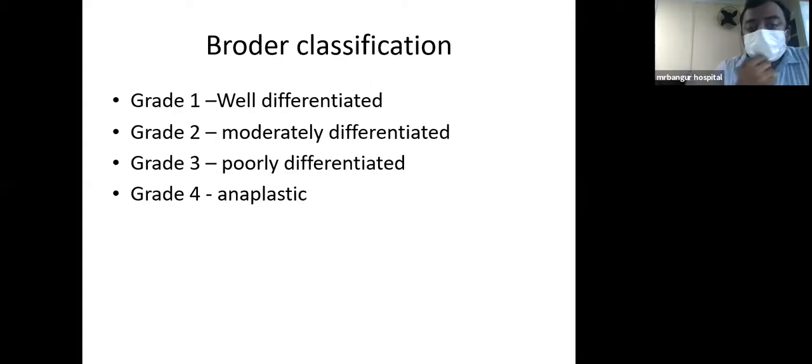Coming to the last classification, Broders' classification, where differentiation is taken into account. The cells are mostly differentiated, graded as grade 1, and accordingly it goes, and the last one is considered to be the anaplastic, where differentiation is very poor, which is grade 4.